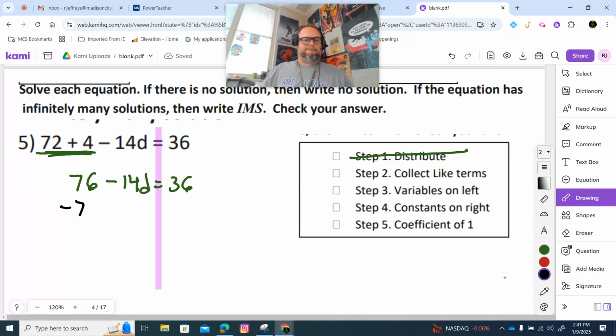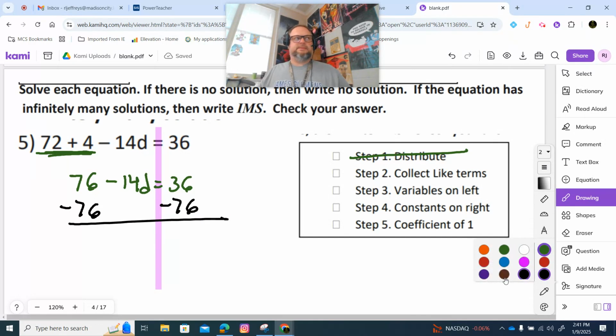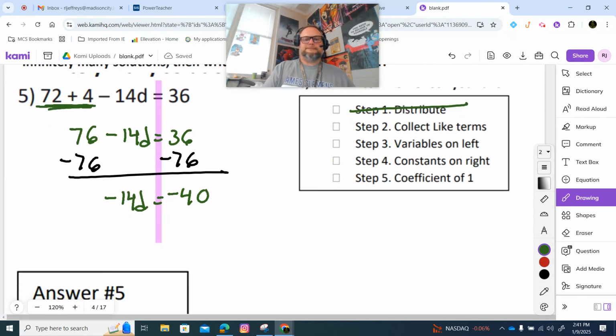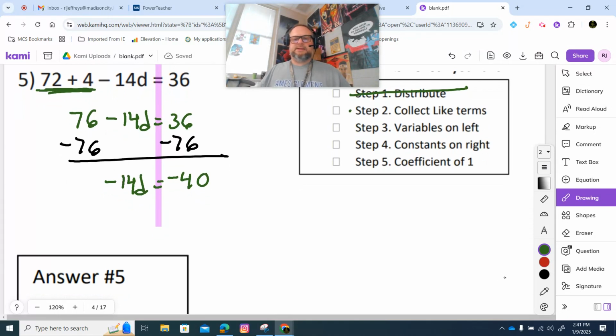Then I subtract. Good luck. Okay. Minus 14 equals negative 40. All right. I did that. Collect like terms. Now, the variables were already on the left. I did the constants on the right. I'm at coefficient of 1. I'm trying to get all these numbers in front of the variable.